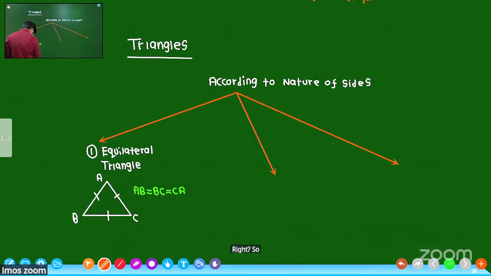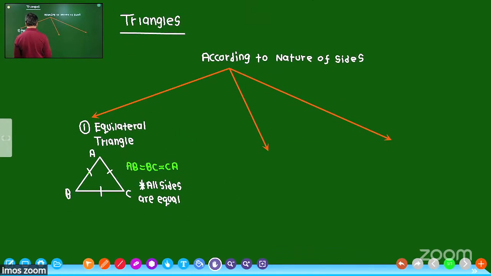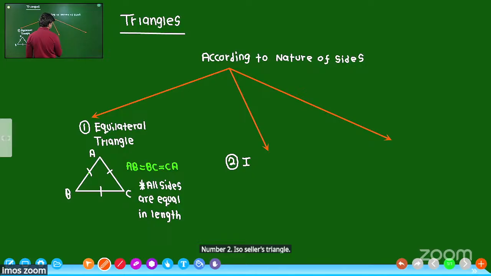So write down: all sides are equal in length. Put a number two. Isosceles triangle.